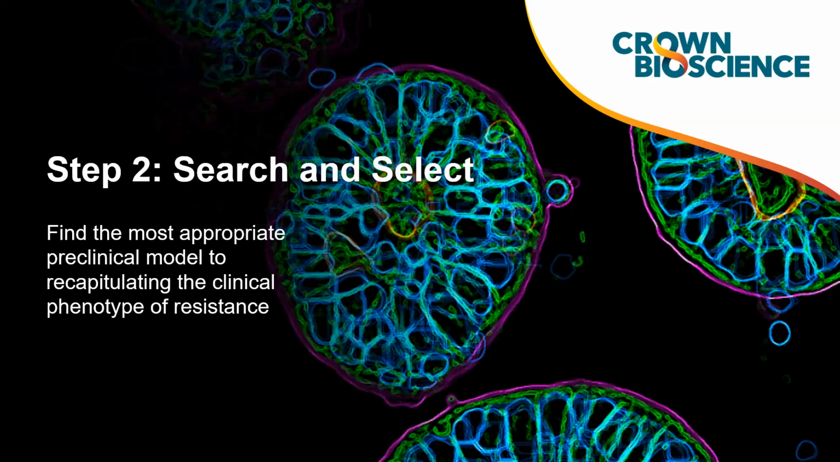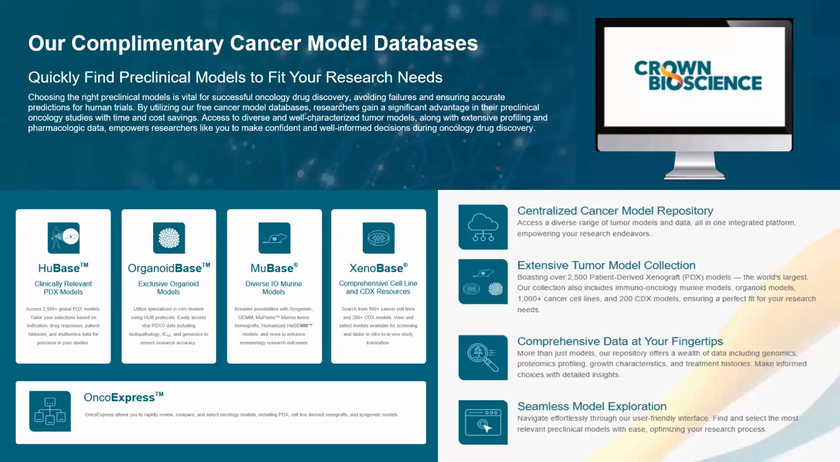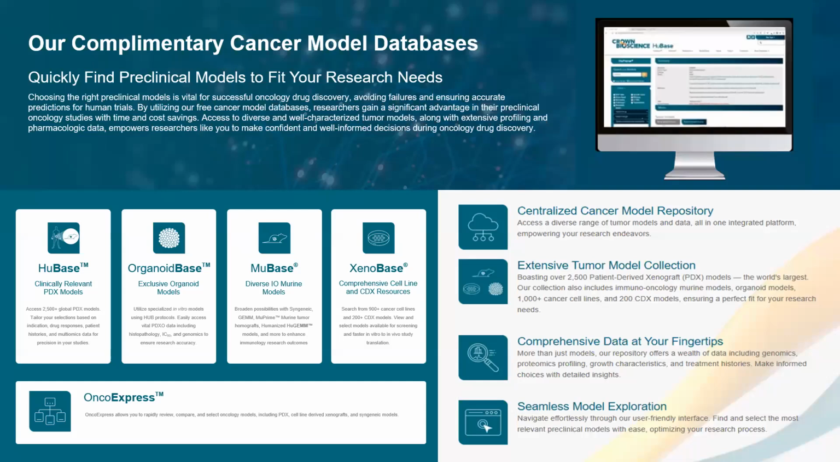The second step is to search for the right model. You can do this by searching databases for models that are already available. This could be intrinsic models in cell lines or PDX, and also acquired models of resistance from the clinic. And you can actually use our database. This is our complementary model database, which can help find some of those models.